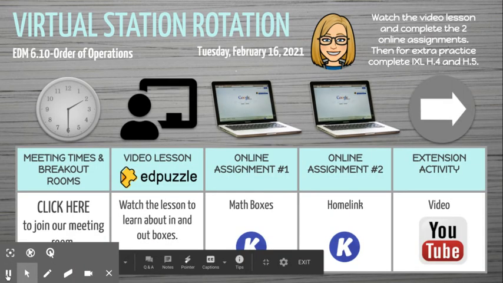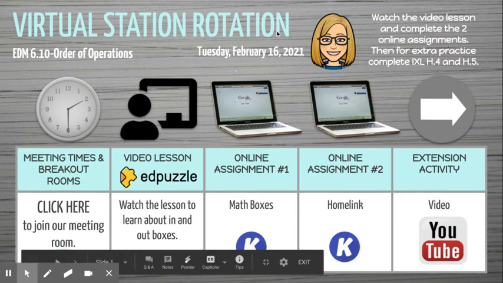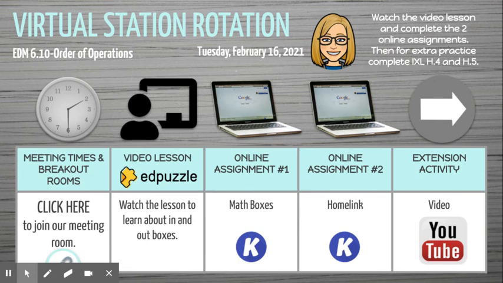Hey guys, so today we are going to be working on Everyday Math Lesson 6.10. It kind of goes off of what we learned about parentheses last week, and it's called Order of Operations. Now, we're not going to use all of the orders of operations because we're not into them quite yet, but we will be learning about the different things that we will be doing and how we complete math problems.